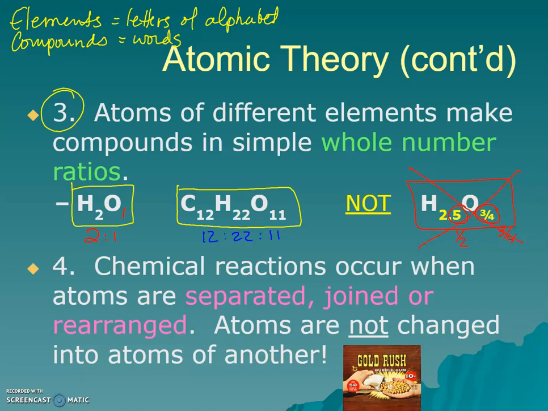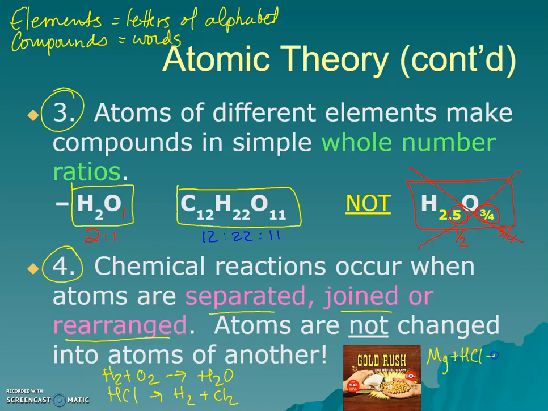No way, no how. Okay, so number 4, chemical reactions occur when atoms are separated, joined, or rearranged. So you can have things like H2 and O2 make H2O. You can have HCl break up into H2 and Cl2, or you can have something switch, like Mg plus HCl is going to make MgCl2 plus H2. So these guys just switch their locations. All right, they're not actually changing from one element into another.